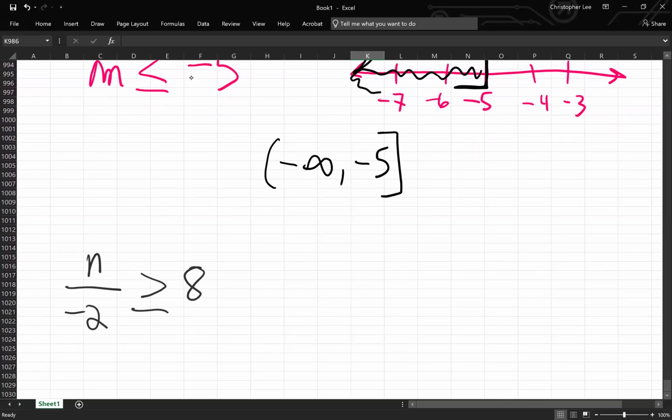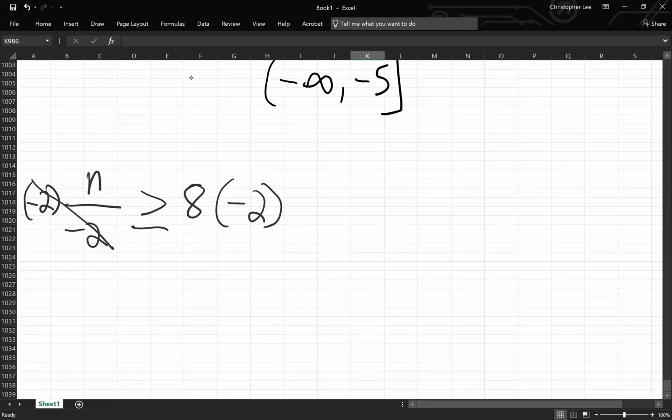All right. My goal here is I want to isolate my variable. I want to get rid of that negative 2. So the easiest way to do that is to multiply by negative 2. But what you do to one side of the inequality, you do to the other side of the inequality. So I'm going to multiply this by negative 2 to get rid of it. Now listen, I just multiplied by a negative number, so my inequality sign is going to flip. So this is going to become n is less than or equal to negative 16. Did I lose anybody?